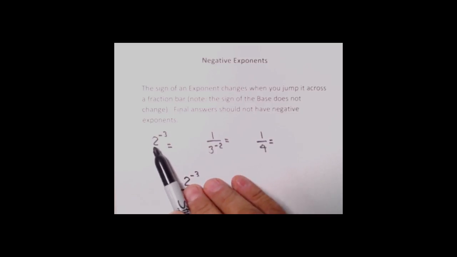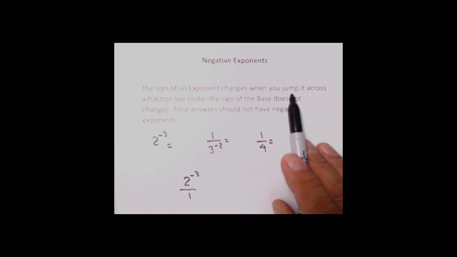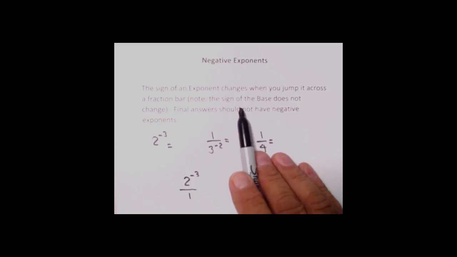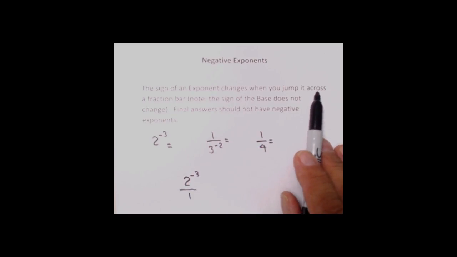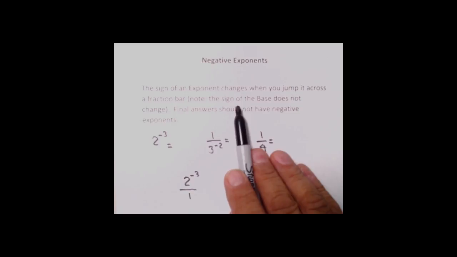I know, of course, if it was positive, 2 to the third would just mean 2 times 2 times 2, but that would be 2 to the plus 3. So one of the things we have to do is be able to evaluate negative exponents by changing them to positive, and the key is to jump them across the fraction bar, and that changes the sign of the exponent. But I want to remind you, it doesn't change the sign of the base.